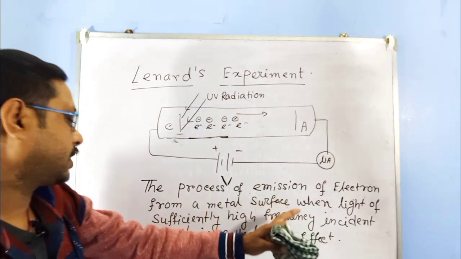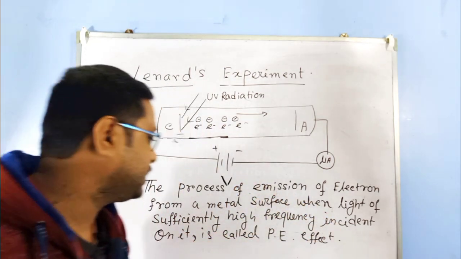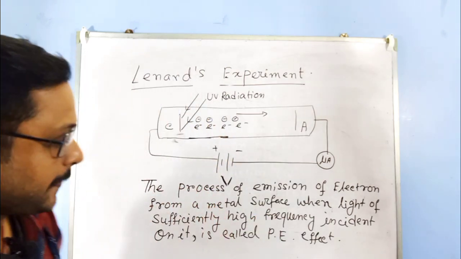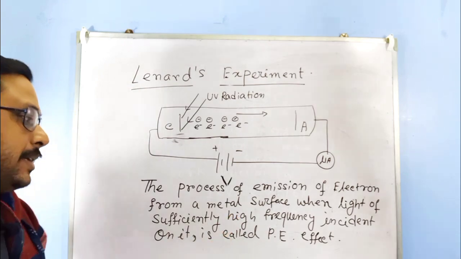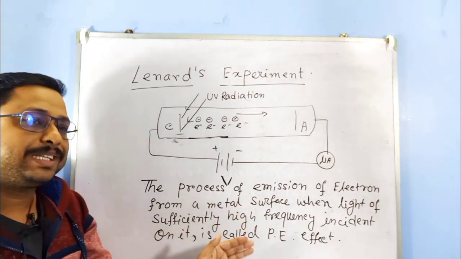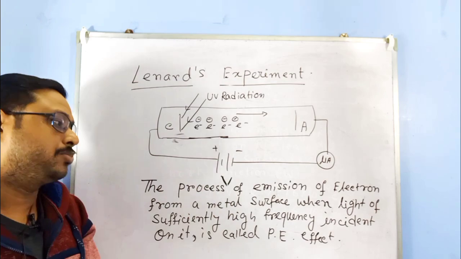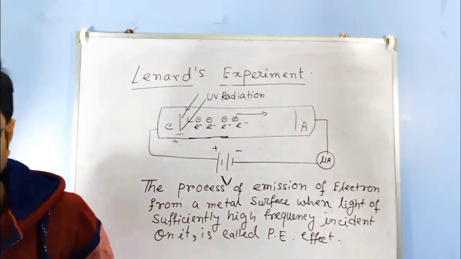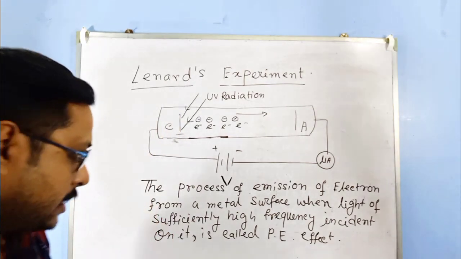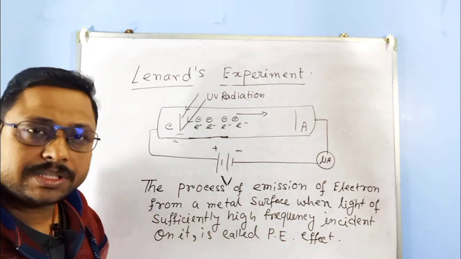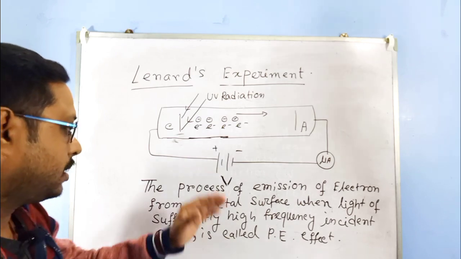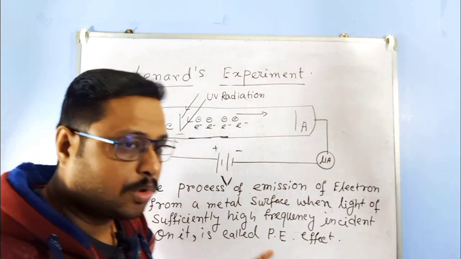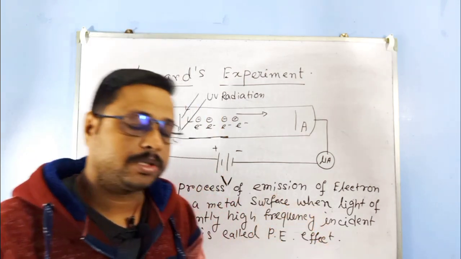The process of emission of electrons from a metal surface when light of sufficiently high frequency is incident on it. Lenard also noticed that when light of frequency smaller than a certain value is incident on the metal surface, it does not emit electrons. So, this term, sufficiently high frequency, is written. The minimum frequency, below that frequency no photoelectrons were emitted.